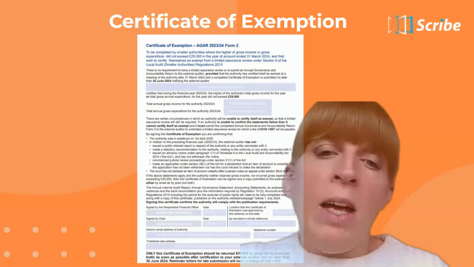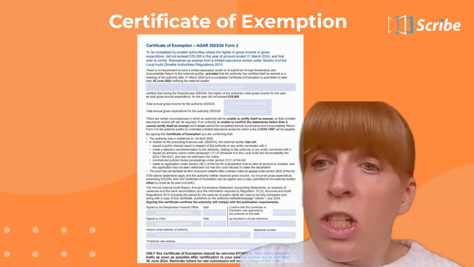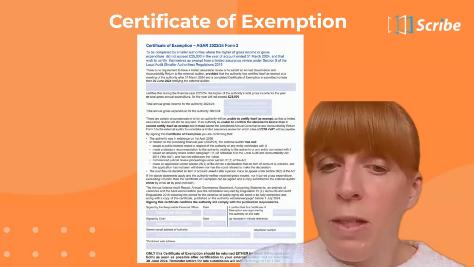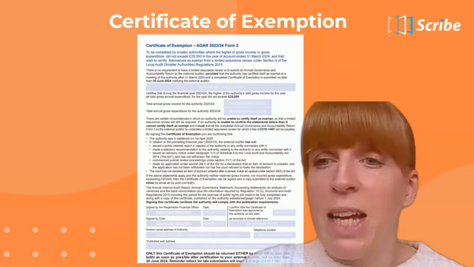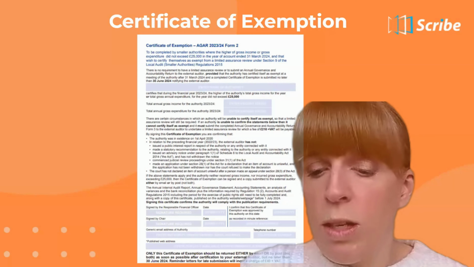But you can see there all the details that it gives you. You can obviously check all this to make sure that you meet this criteria if you wish to sign this off. And obviously, as we keep saying, this is the only thing that you would then send to the external auditor.